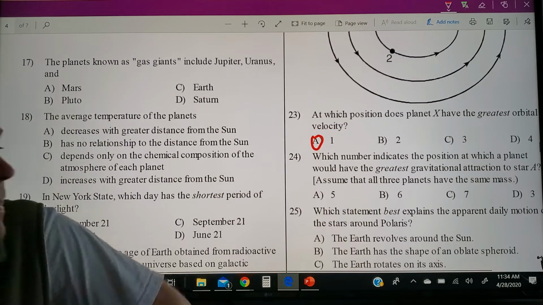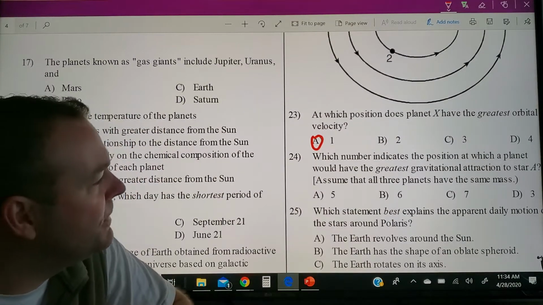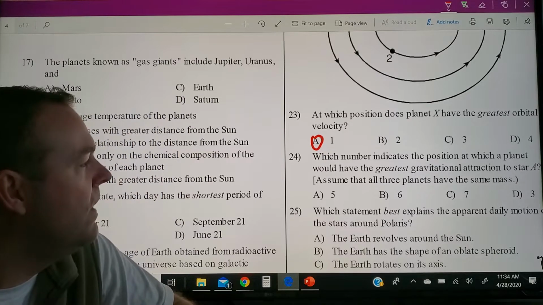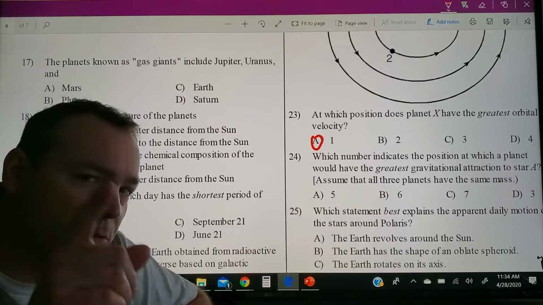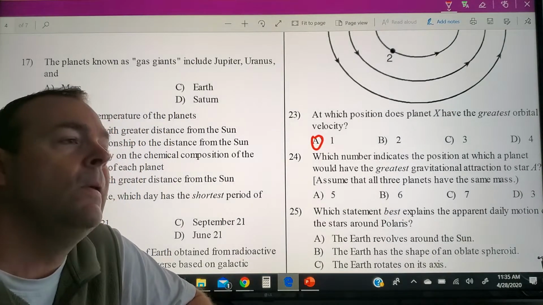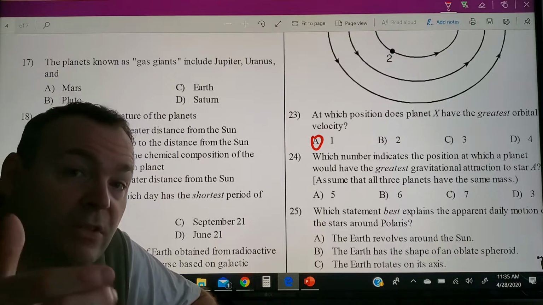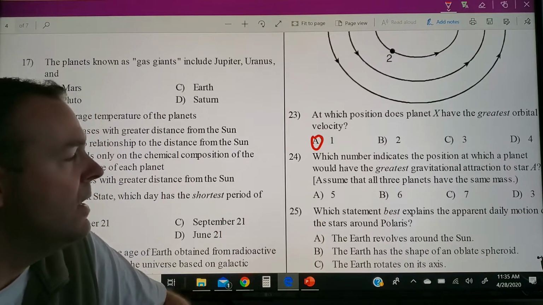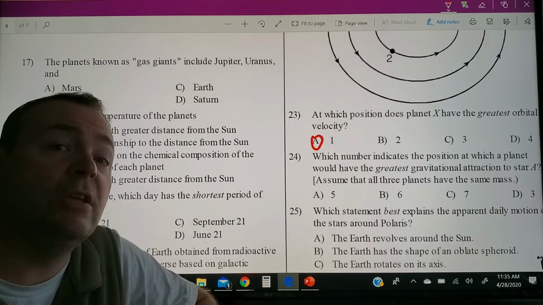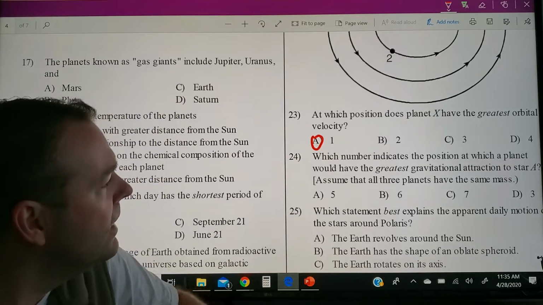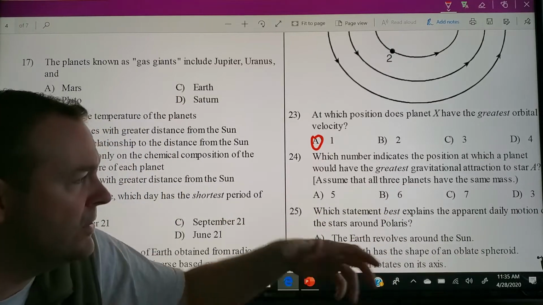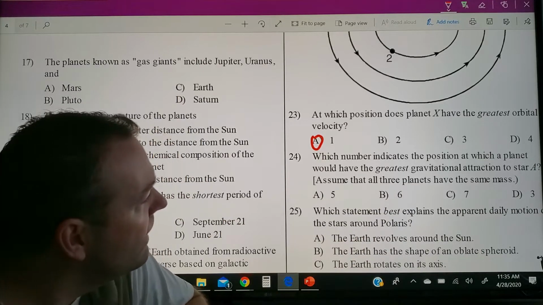And 24, which number indicates the position in which a planet would have the greatest gravitational attraction? Well, assuming all three planets have the same mass, which is very important because the two variables that affect gravity, as you recall, are mass and distance from whatever star it's orbiting. So in this case, it's saying they have the same mass, so the only variable that's changing is distance. All right? So greatest gravitational attraction would have the shortest distance. In other words, who's closest.